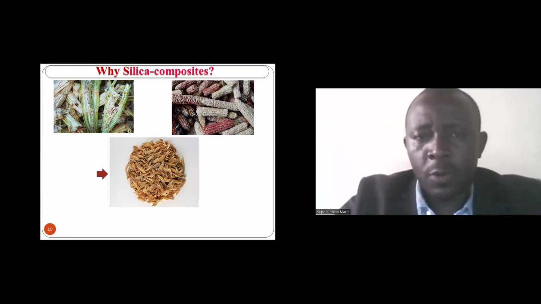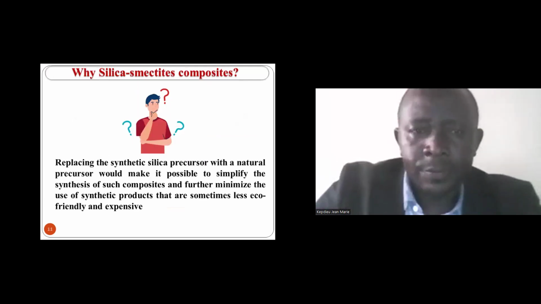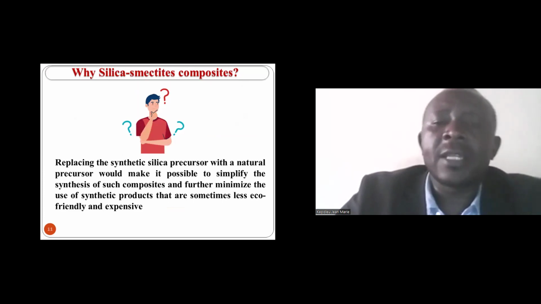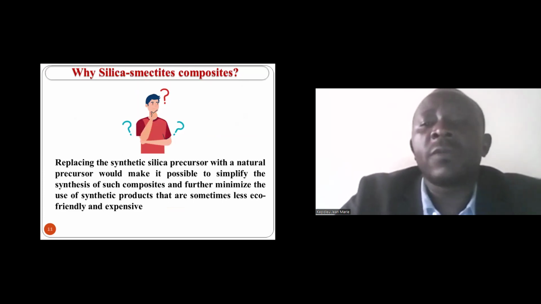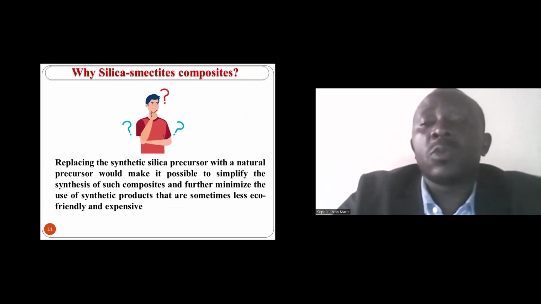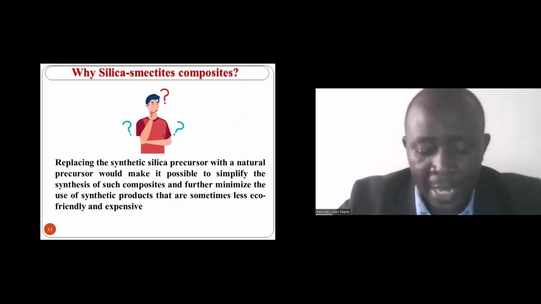So we think that replacing the synthetic silica precursor with a natural precursor will make it easy to synthesize silica smectite composite and further minimize the use of chemicals that are sometimes expensive.